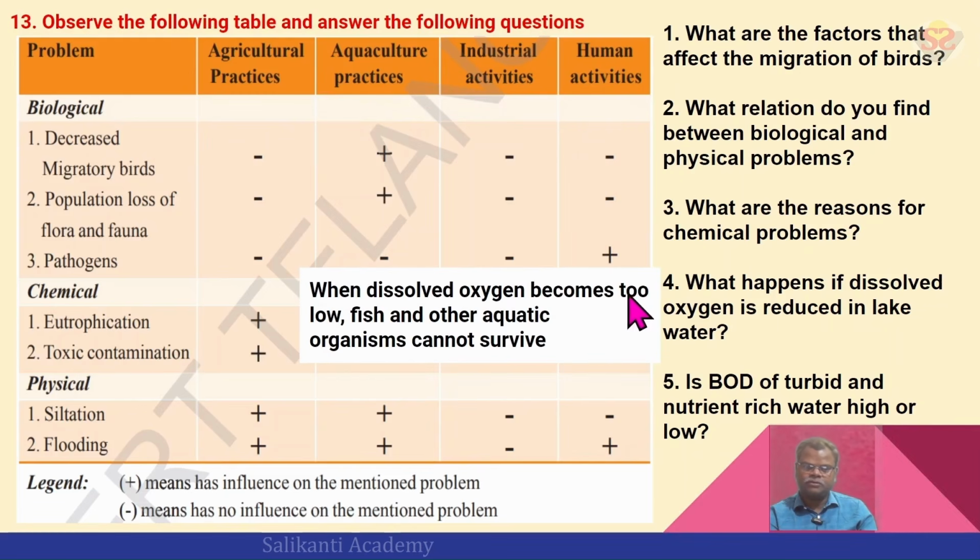When dissolved oxygen becomes too low, fish and other aquatic organisms cannot survive. Is the BOD, biological oxygen demand, of turbid and nutrient rich water high or low? High.